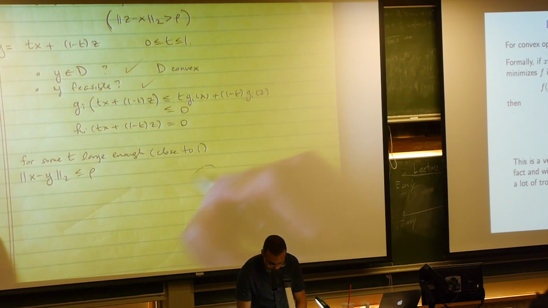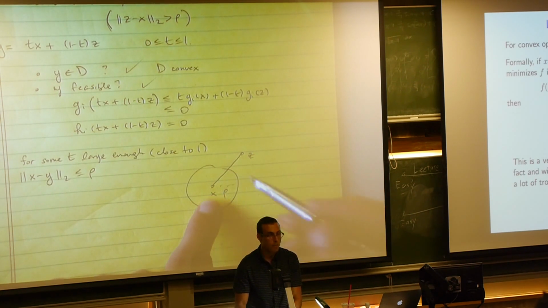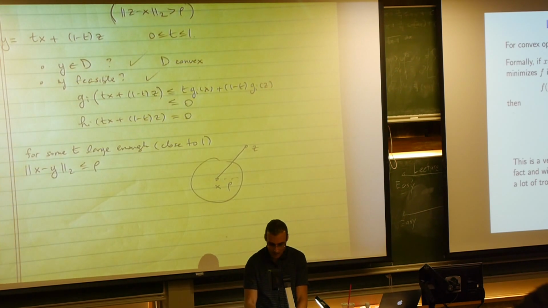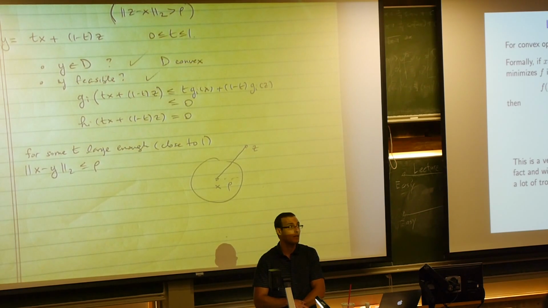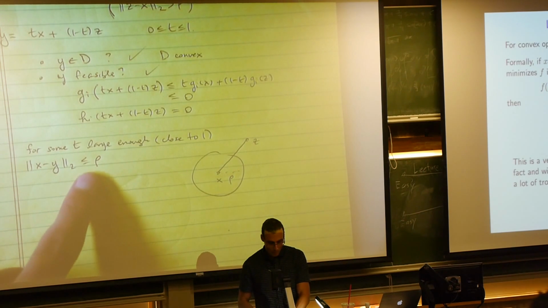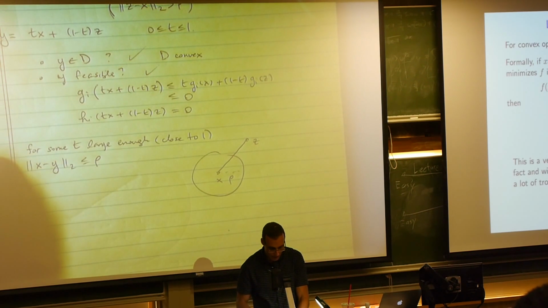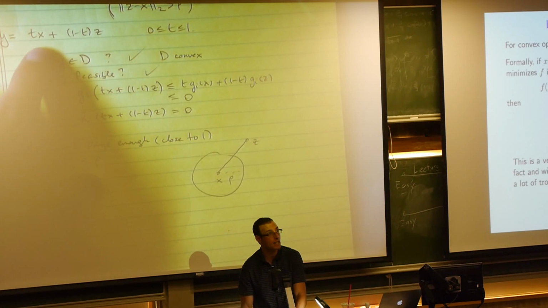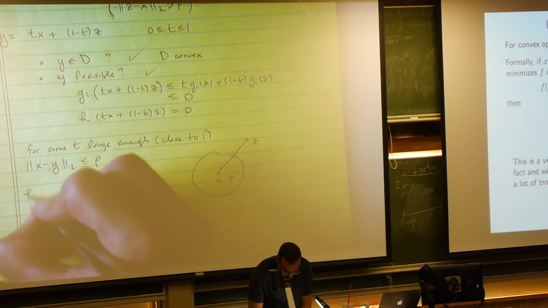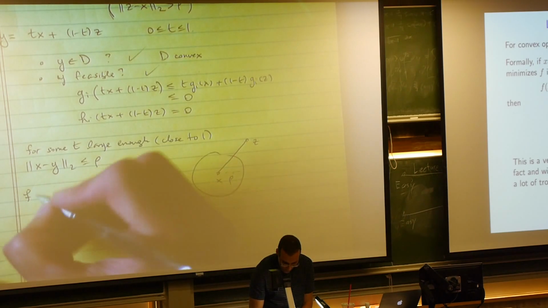Okay, so the picture is like this. This is x. This is the ball of radius rho. z is somewhere outside. And all I'm saying is that I can take some point in the line segment that's actually in that ball. That's definitely true. The ball has positive radius, so I just need to take t close enough to 1 in order for that to happen. So now I actually have a point inside the ball that's feasible. It's in the domain, and it lies in the line segment joining x and z. What do I know about f of y?